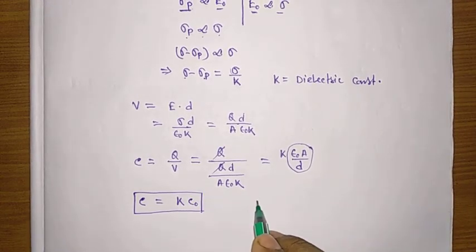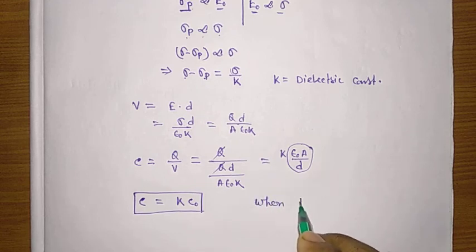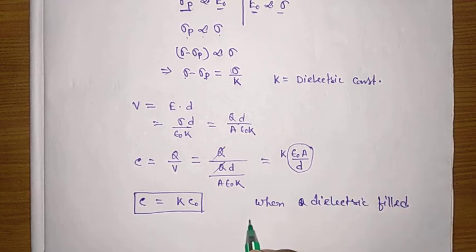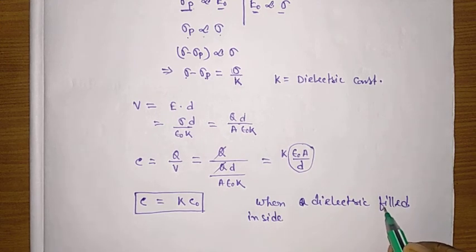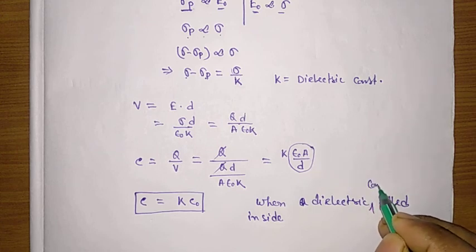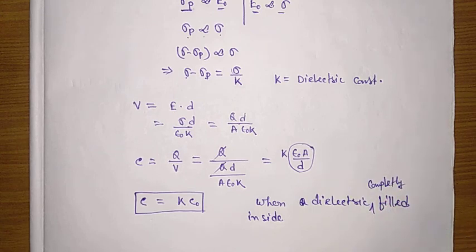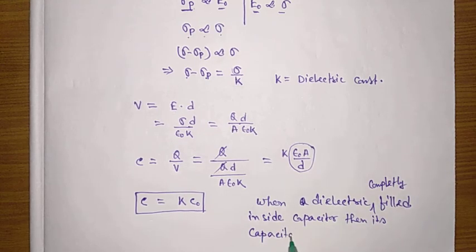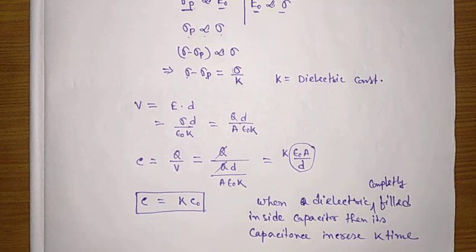So when a dielectric completely fills the capacitor, its capacitance increases K times compared to when it has no medium, meaning vacuum. Okay, thank you.